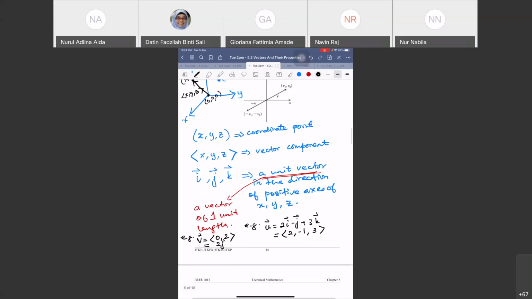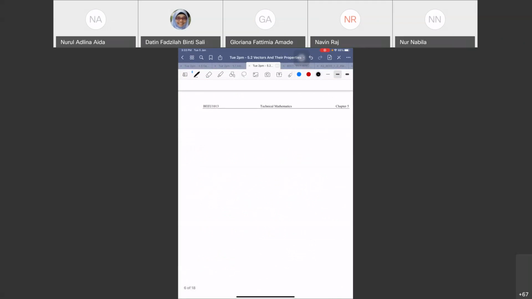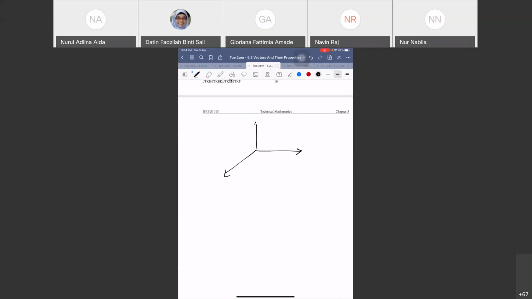Then just now I mentioned i, j, k for the three-dimensional case. Let's say I draw again the i, j, k. Each is 1 unit distance from the origin. So assuming this is 1 unit distance, 1 unit distance, 1 unit distance, it's all 1 unit distance. That means this is your i, this is j, and then this is k. That is k.